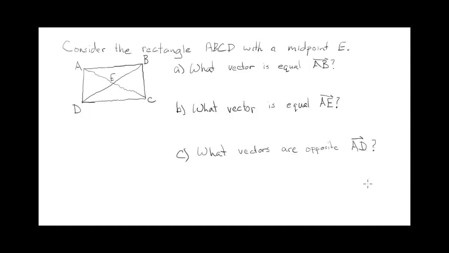So the question is, what vector is equal to AB? So AB is this side here. So in order to be an equal vector, it must be the same length. So this side here would be the same length. But in order for it to be an equal vector, it has to have the same direction. So it has to be going kind of in that direction. So D to C would be going in the same direction as A to B. So this would be the vector DC.